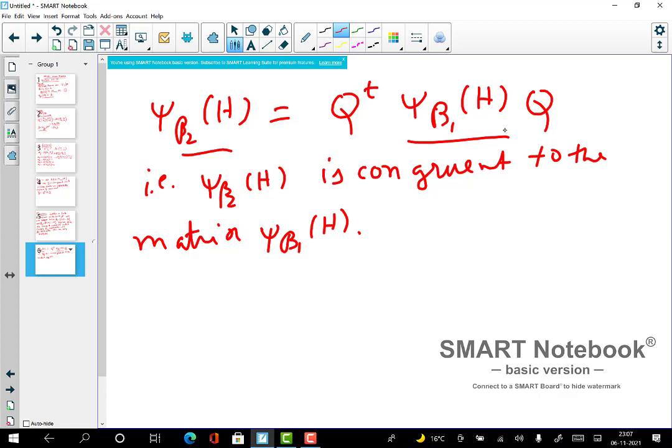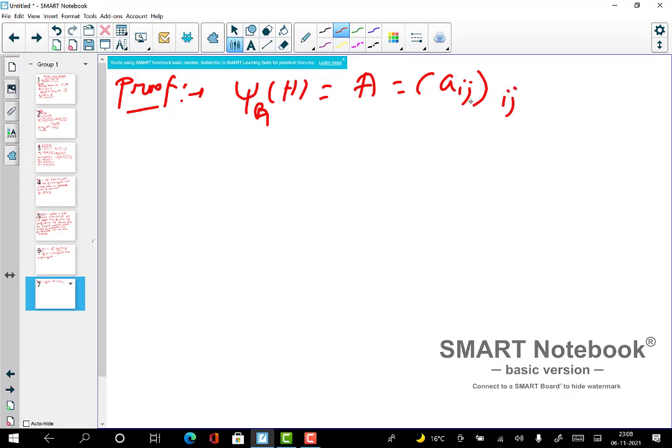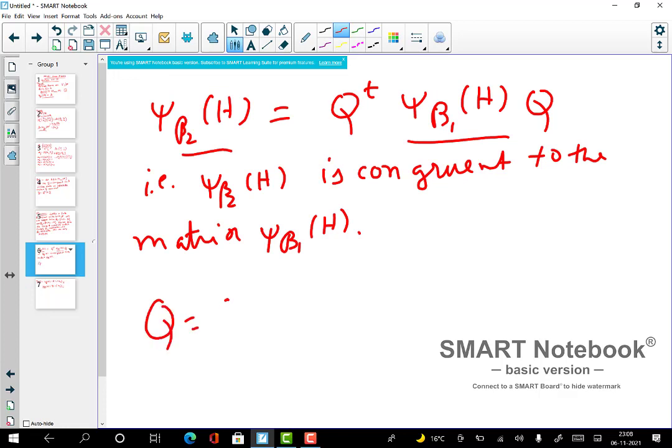Obviously we can have more than one proof. There are many proofs actually available, so let us try to give one. Let us write it down: the matrix with respect to the basis beta 1 is, say, A, with entries A_ij, and the matrix corresponding to psi of beta 2 of H, let me write down, is the matrix B whose entries are B_ij. Obviously Q also you can write as Q_ij.